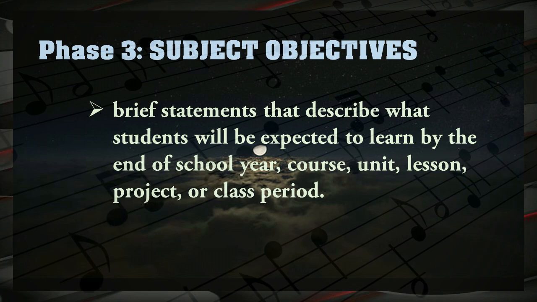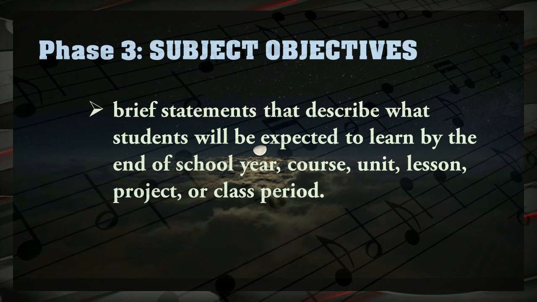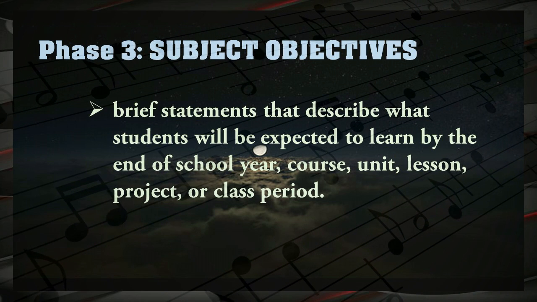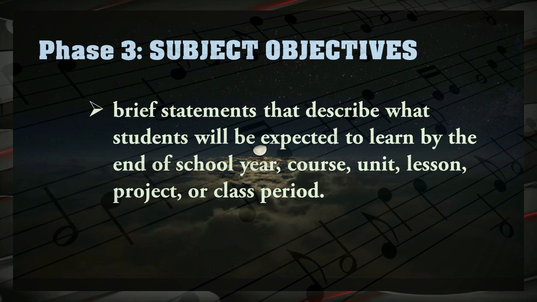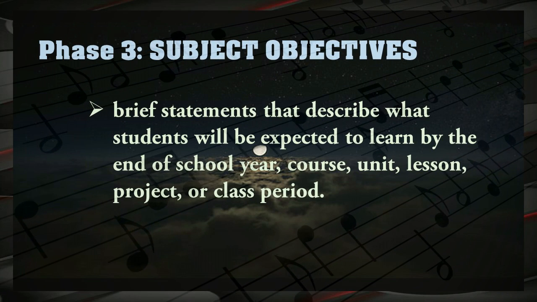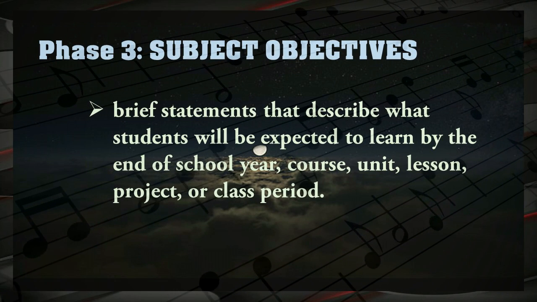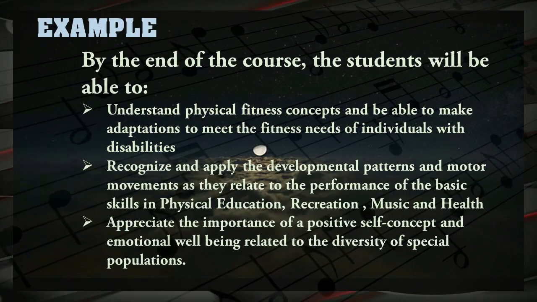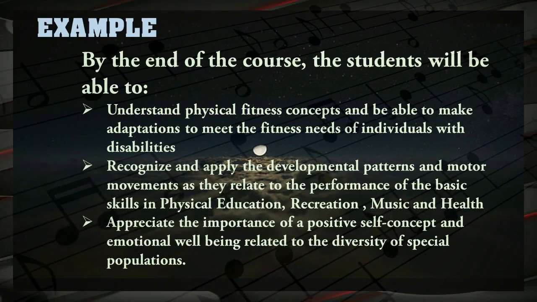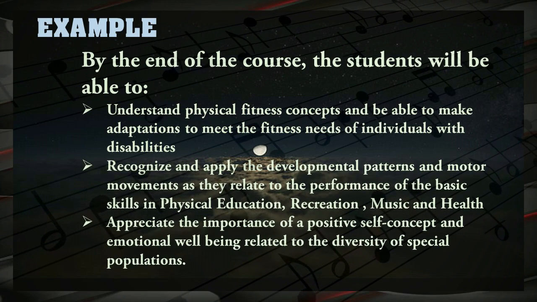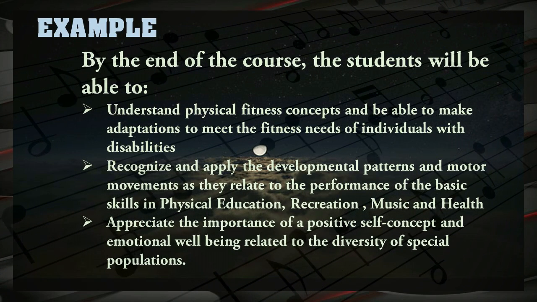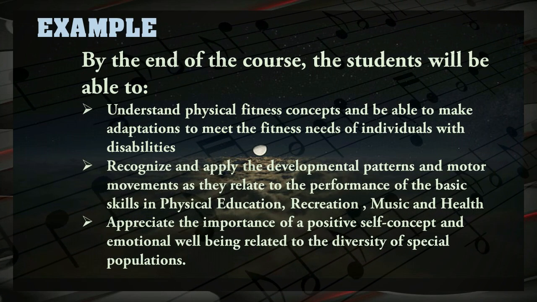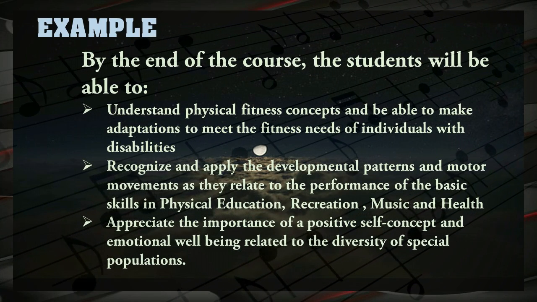Phase number 3, subject objectives. These are brief statements that describe what students are expected to learn by the end of the school year, course, unit, lesson, project, or class period. Example, by the end of the course, the students will be able to understand physical fitness concepts and be able to make adaptations to meet the fitness needs of individuals with disabilities.